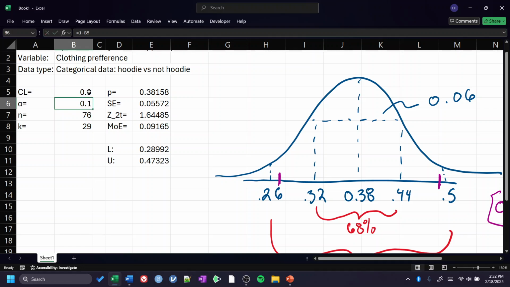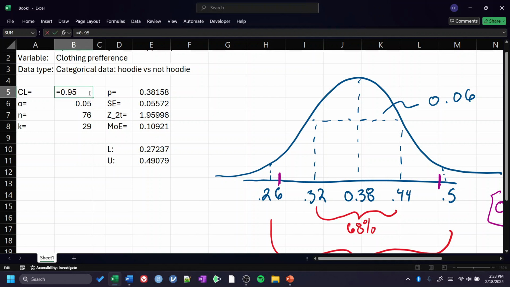If we go from 90, notice how it changed the Z two-tail, the margin of error, the lower and the upper. Those all have some direct calculation from our confidence level and our alpha level. Let's go back and make this 95. So notice how our answer is 28 to 47 or 29 to 47. Let's look at our lower and upper now. Now it's 27 to 49.